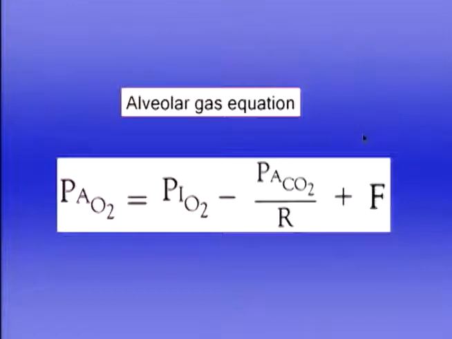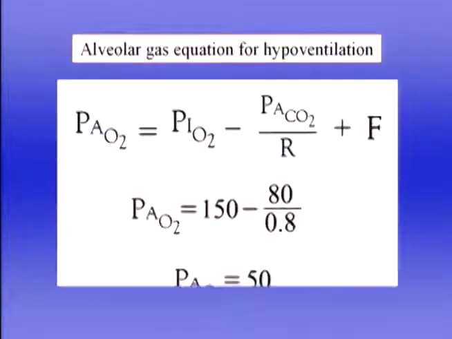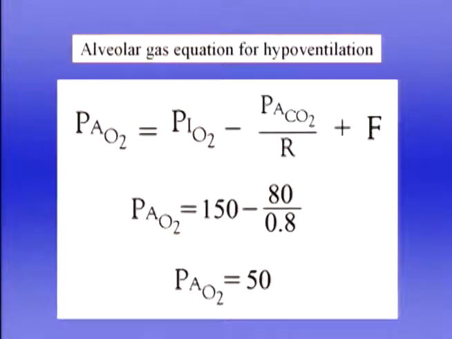So let's use this equation to calculate what the alveolar PO2 is in hypoventilation when, say, we halve the alveolar ventilation. Well, if we halve the alveolar ventilation, the normal value of PCO2, which is 40, will increase to 80. We'll double the PCO2. So now we've got a PCO2 of 80, and now we can say that the alveolar PO2 is equal to the inspired value. Now, hold on a moment.